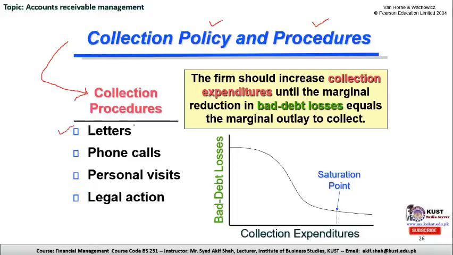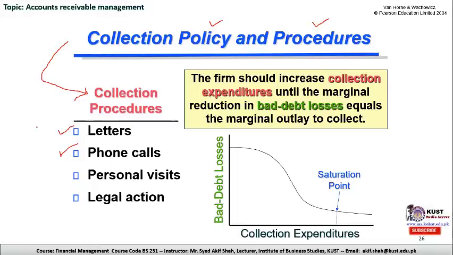So the first method is to send a hard copy letter or email to the credit applicants, to remind them that they have to pay their obligation to the company as they have purchased certain commodity in the past. The second procedure could be to make a phone call to the designated number of their businesses, directly to the customer, and give them a reminder call to pay their obligation on due time.